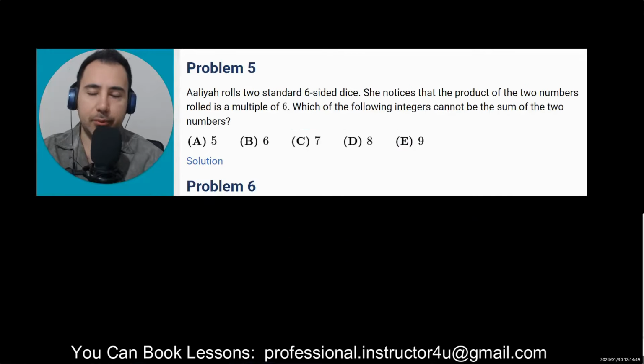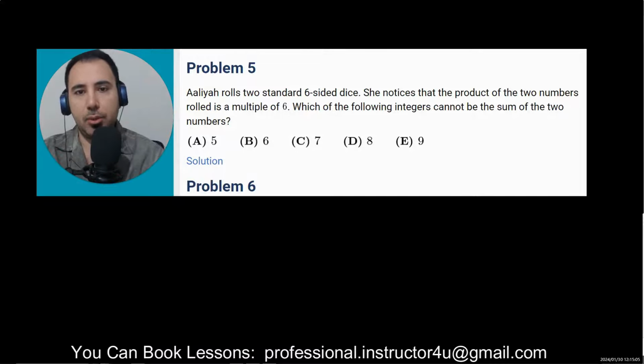Well, the only reason that somebody cannot do problem 5 is that they don't fully understand the question. Because if they did, there is nothing difficult about it. So Alia rolls 2 standard 6-sided dice. Okay, we roll it and then we see the numbers. She notices that the product of the 2 numbers rolled is a multiple of 6. Okay, let's review. What is a multiple of 6?